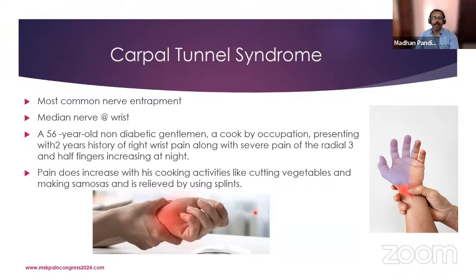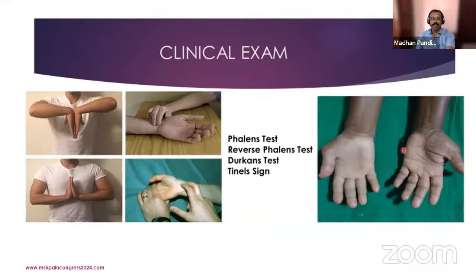Because there is a radial 3.5 fingers being involved, you are most likely looking at a patient with carpal tunnel entrapment of the median nerve. So on clinical examination, you need to do all these tests: the Phalen's, the reverse Phalen's, the Durkan's compression test, and the tunnel sign. You could see sometimes in advanced cases of carpal tunnel syndrome, this is called the ape thumb deformity because of the weakness of the thenar muscles.